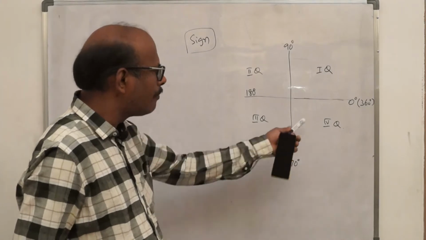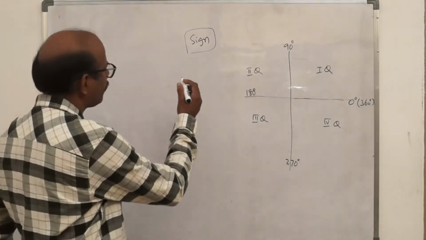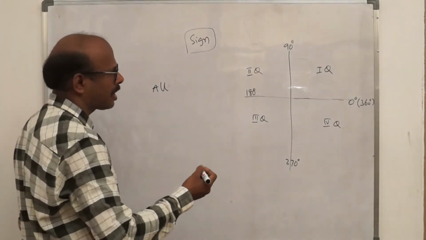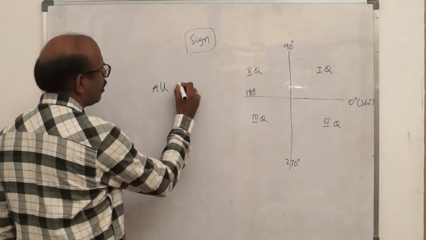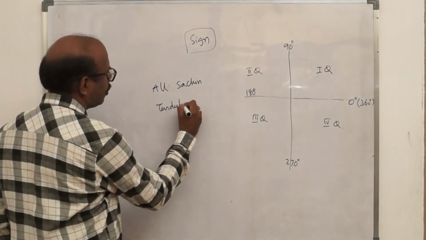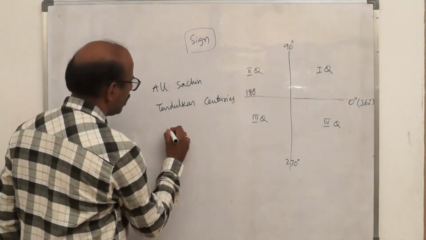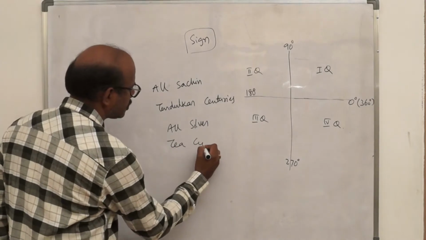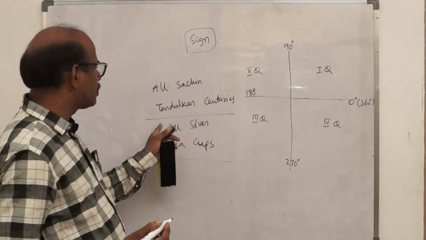As a quadrant sign scheme, there is a thumb rule used frequently for the sign convention of various trigonometric ratios. All Sachin Tendulkar centuries. A thumb rule, like All Silver Teacups. All Silver Teacups means in the first quadrant all are positive.